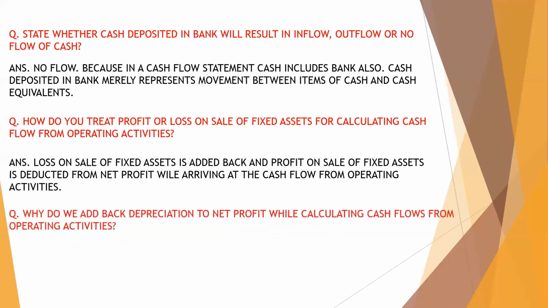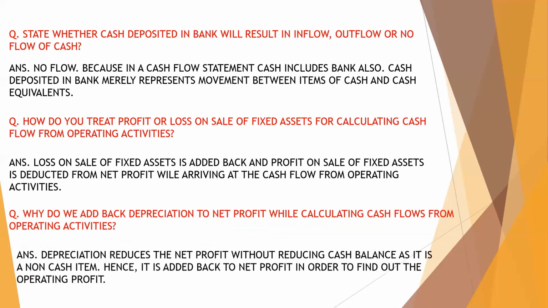Why do we add back depreciation to net profit while calculating cash flows from operating activity? Because depreciation is a non-cash transaction. So it has decreased our cash profit. That is why it is added back while calculating net cash profit, which is operational in nature, as we're calculating it under head cash flow from operating activities.